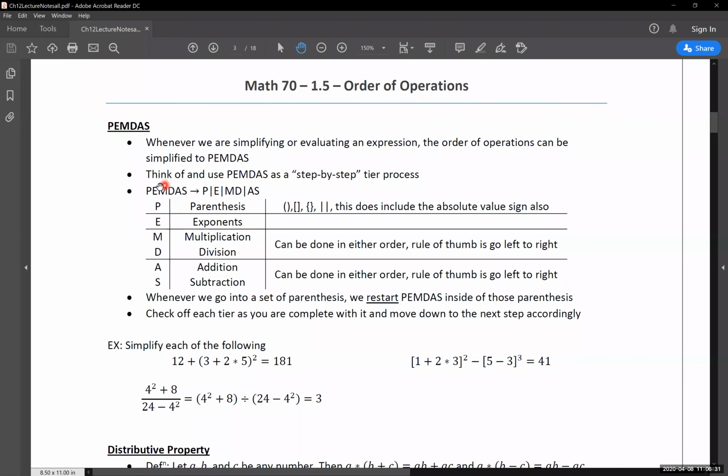A really nice part about PEMDAS is it gives us an exact order of how we're going to go through and solve a problem. It makes it very, very sequential, very, very mechanical. I think it takes all of the guesswork out of how to go through and simplify a problem. Again, think of it as your step-by-step tier process for going through and simplifying or evaluating any expression that we're working with.